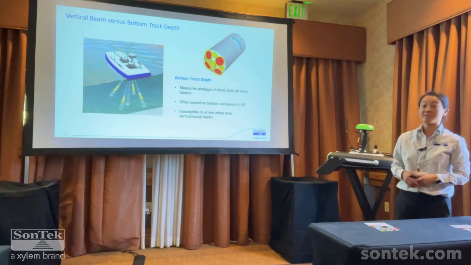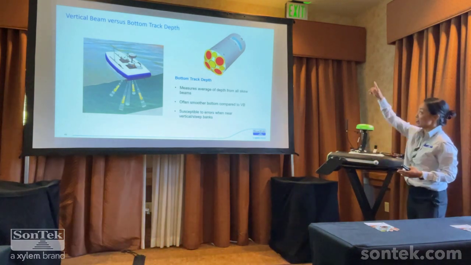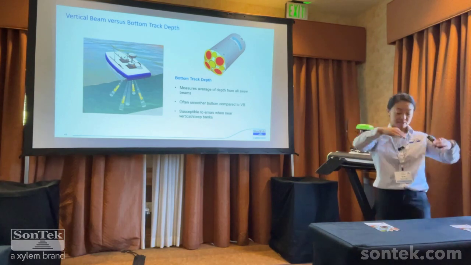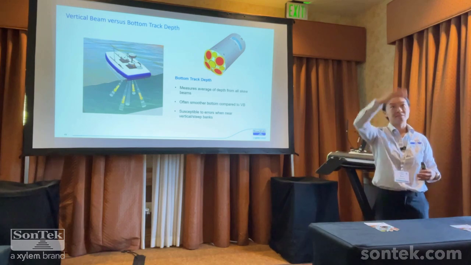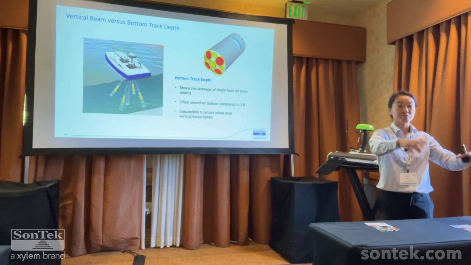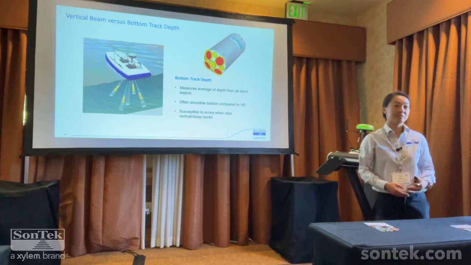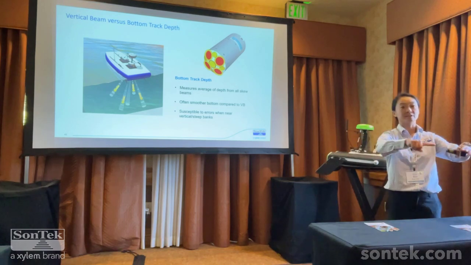And then the other option is the bottom track depth. So that's, as I mentioned earlier, that average among all the 4 beams. So that's going to give you an average over a certain footprint, depending on how deep you are. The beams spread out a bit, but those 4 beams will give you an average depth that way. So it's not directly under the instrument, but it gives you a surrounding average depth.